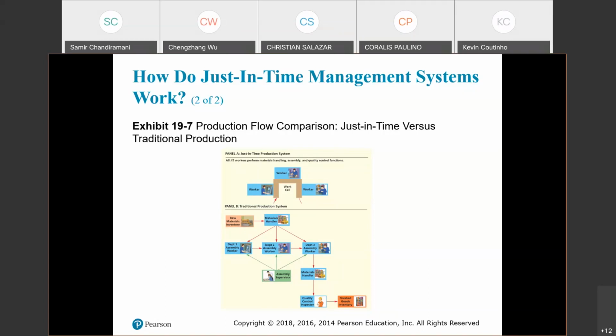By contrast, as is shown in panel B of this slide, the traditional production system separates manufacturing into various processing departments that focus on a single activity. Work in process must be moved from one department to another. More movement means more time, and as you know, wasted time is actually a waste of money.